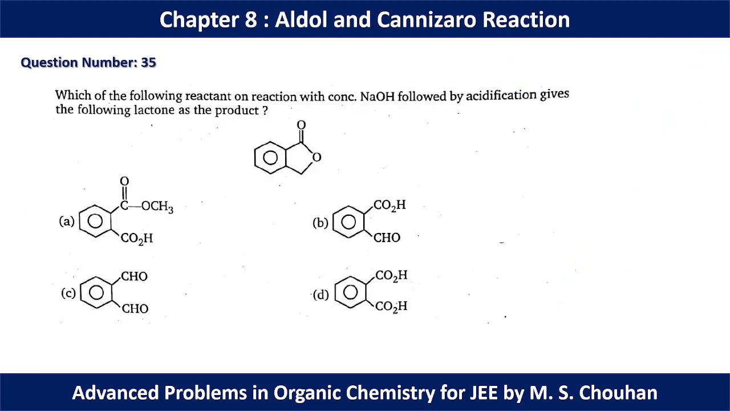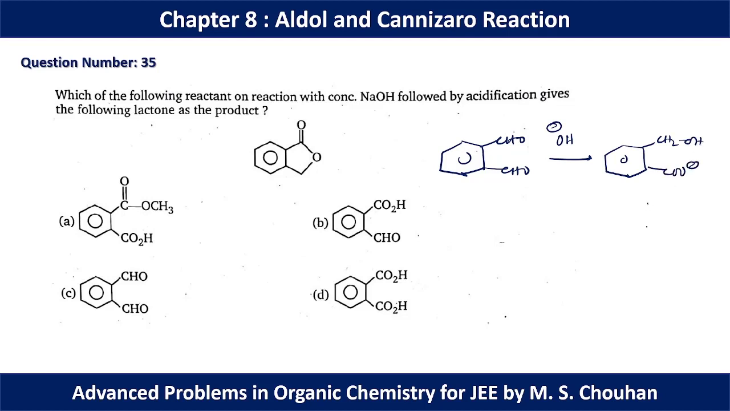In question number 35, which of the following reactants, on reaction with concentrated NaOH followed by acidification, gives the following lactone as the final product? So we can start with option C, that is, we are going to form a Cannizzaro reaction here. It is an intramolecular Cannizzaro reaction, and intramolecular Cannizzaro will give alcohol and acid.